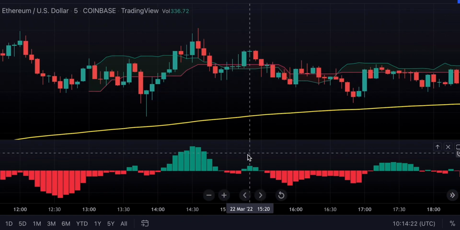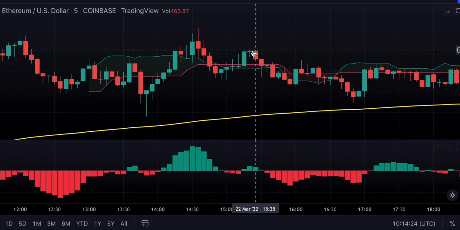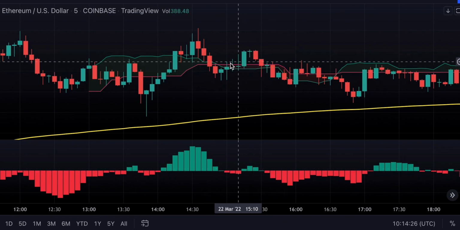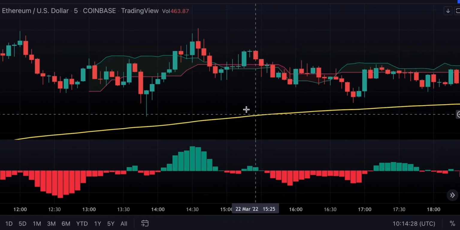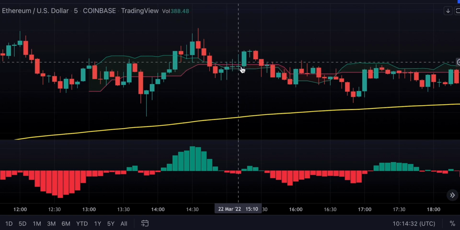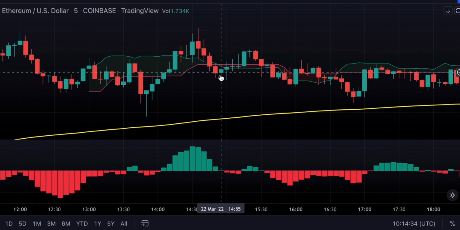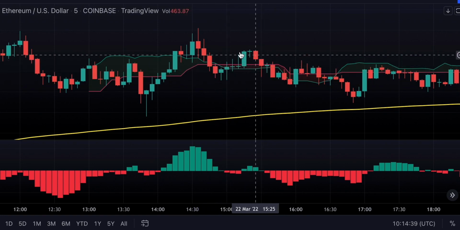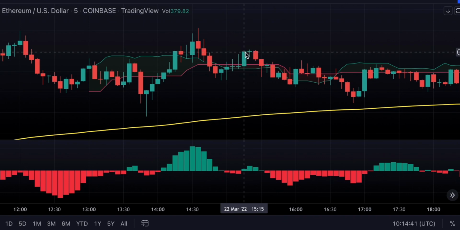So we see we have a new signal from our MACD. The price is above the Ichimoku, and the Ichimoku is above the EMA, but we see that the Ichimoku Cloud is red. As we see, these two lines just crossed each other right there. So the cloud is red, we do not take a trade, and the good thing we didn't, because the price went against us.